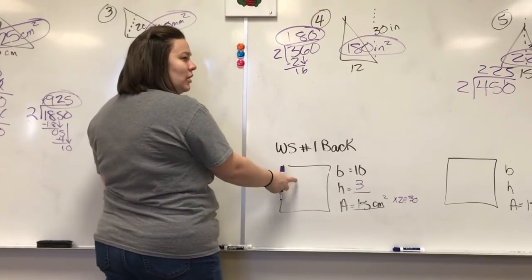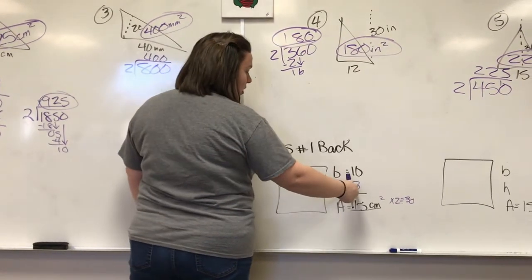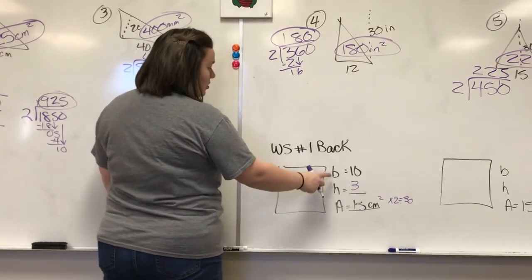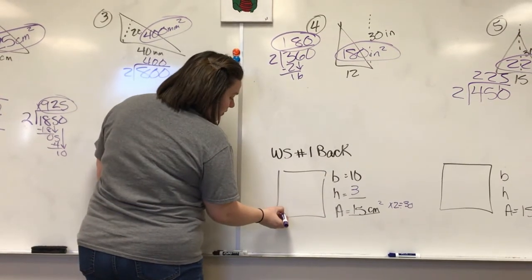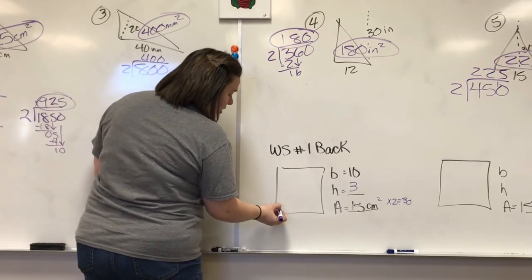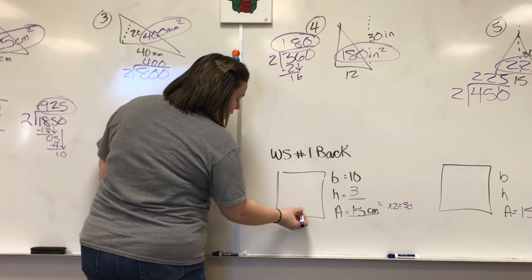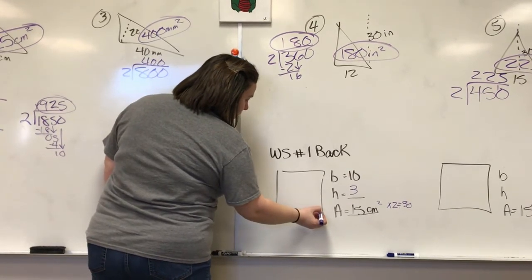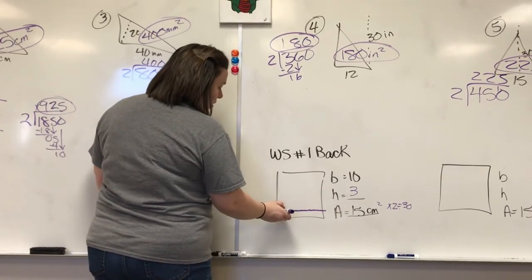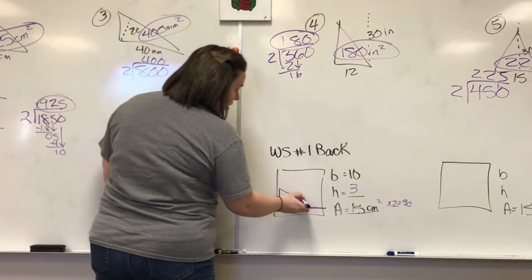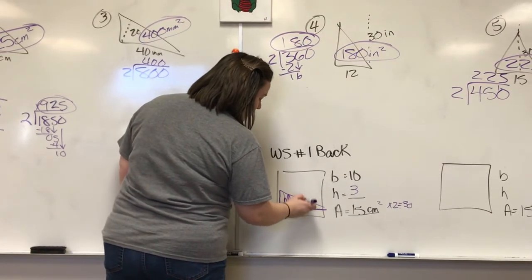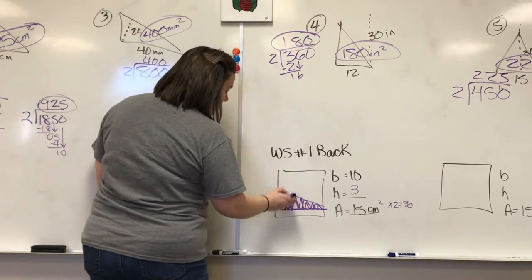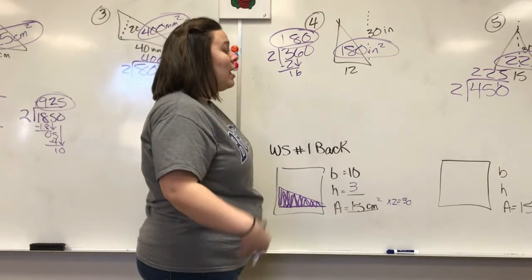I'm not necessarily grading the grid, I'm grading this number right here. So my base is 10, so I'm gonna fill in 10 blocks. 1, 2, 3, 4, 5, 6, 7, 8, 9, 10, and my height is 3. 1, 2, 3. And then I'm just gonna fill this in. Color it in, nice and pretty.